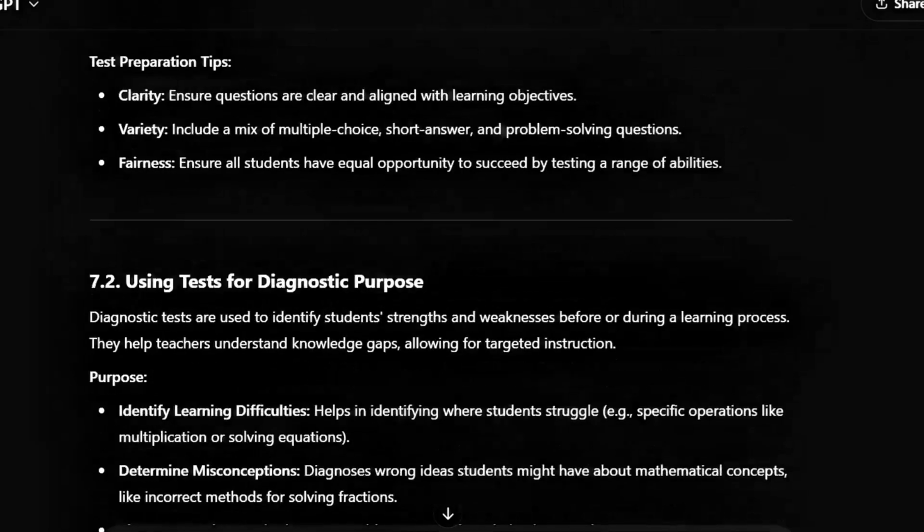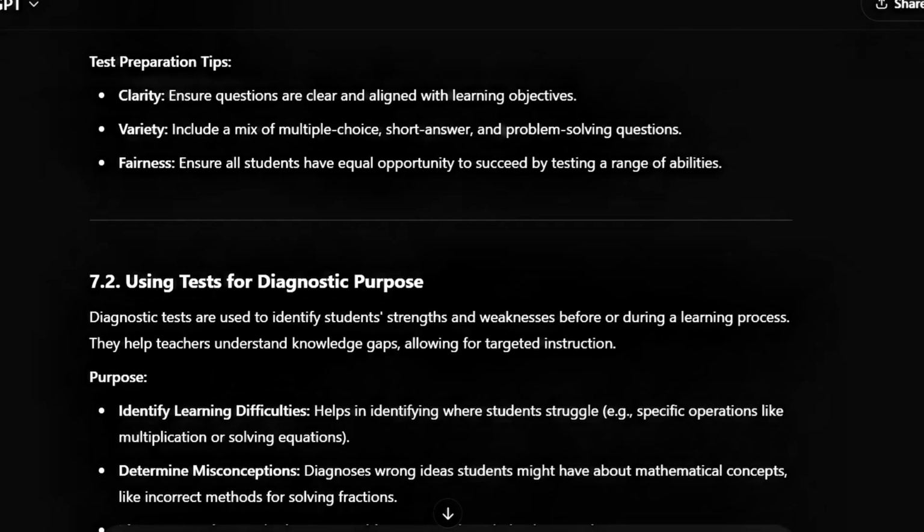Test preparation tips. Clarity: ensure questions are clear and aligned with learning objectives. Variety: include a mix of multiple choice, short answer, and problem-solving questions. Fairness: ensure all students have equal opportunity to succeed by testing a range of abilities. 7.2 Using tests for diagnostic purpose.